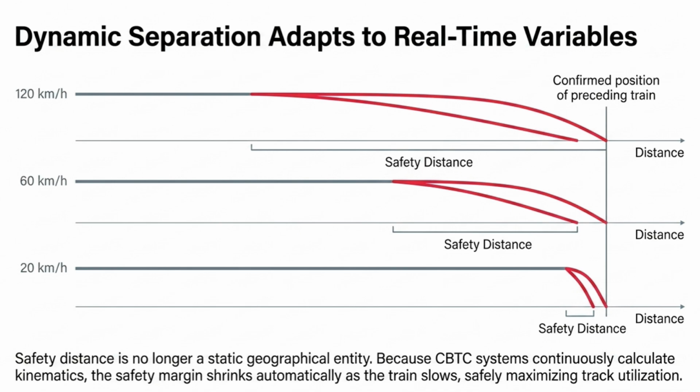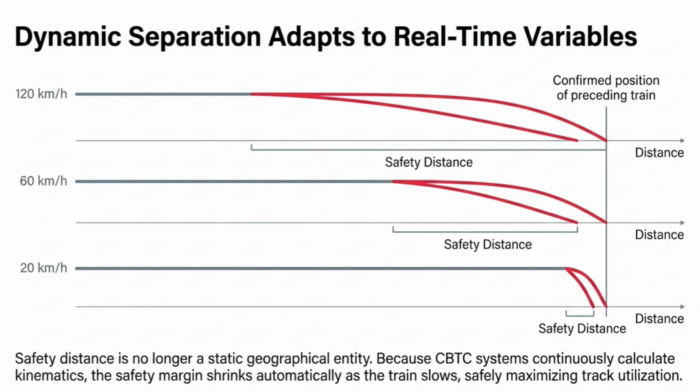A train traveling at 120 kilometers per hour requires a vastly different stopping distance than a train crawling at 60. In a CBTC system, the braking curve isn't some one-size-fits-all guess. The stopping distance is dynamically calculated based on current speed, track grading, and crucially, the exact confirmed position of the preceding train.